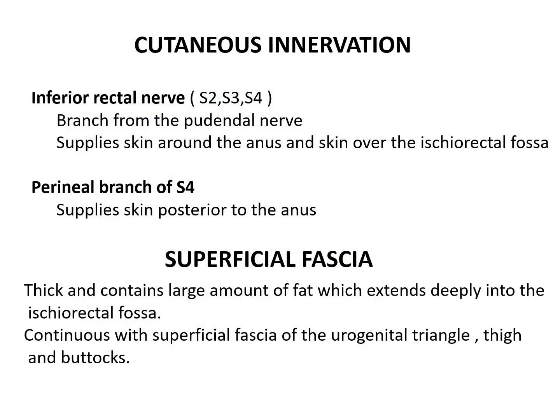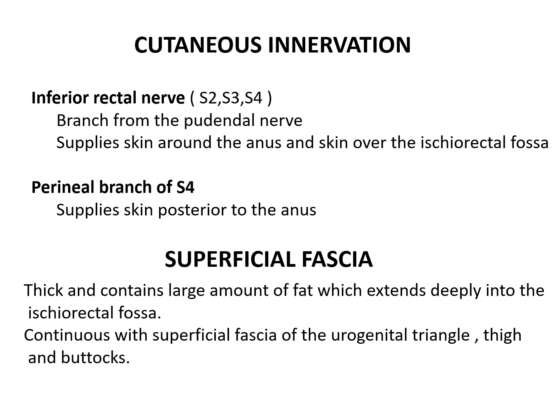If we take the cutaneous innervation of the anal triangle, it is supplied by the inferior rectal nerve and the perineal branch of the fourth sacral nerve. The inferior rectal nerve is a branch of the pudendal nerve. This inferior rectal nerve supplies the skin around the anus and the skin over the ischiorectal fossa. The perineal branch of the fourth sacral nerve supplies the skin posterior to the anus.